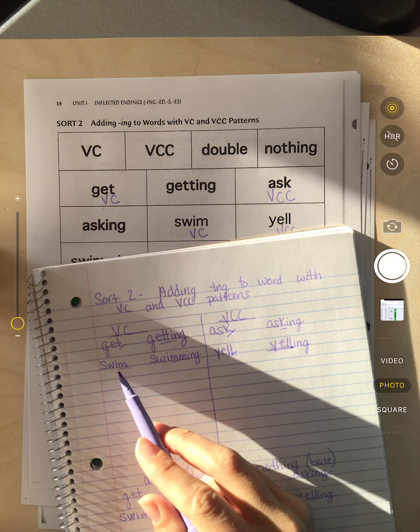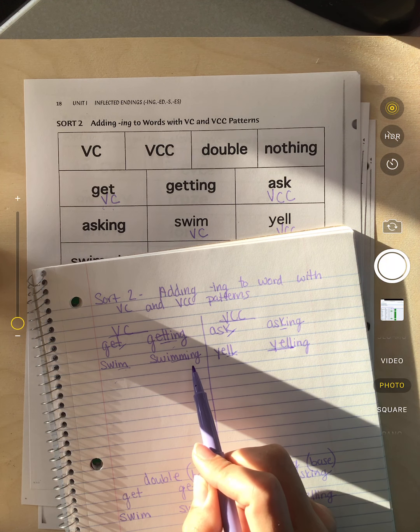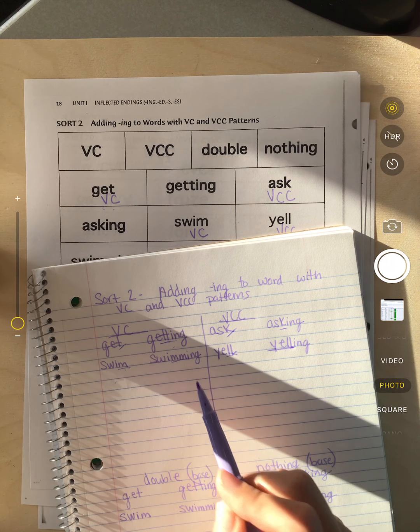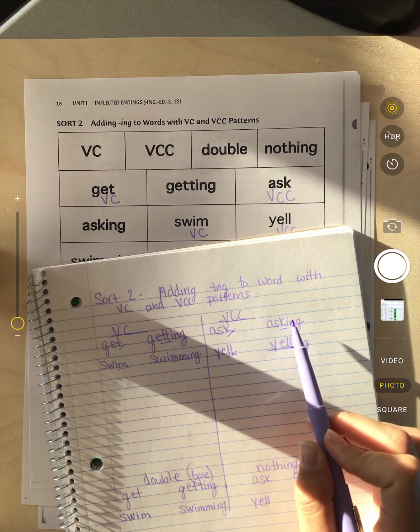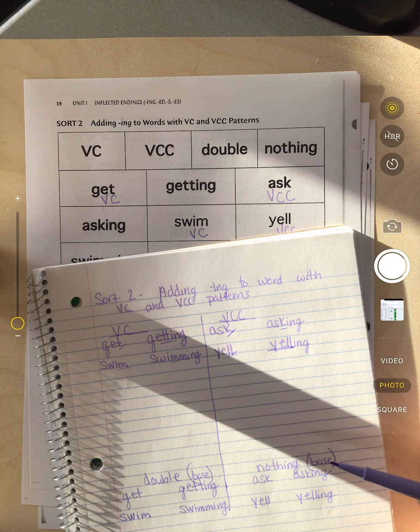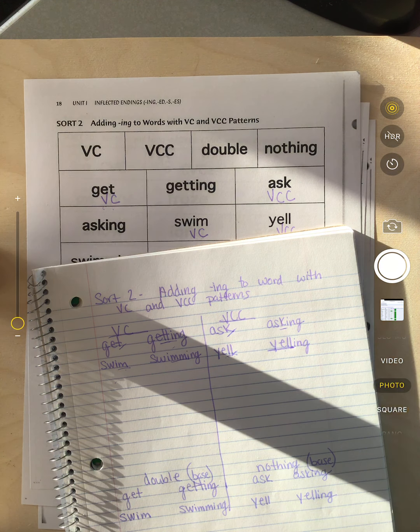So now I'm seeing a pattern, and I'm wondering if it's going to continue. I notice when I have a single vowel and a single consonant, at least in these two, that's when I'm doubling it and then adding ing. But if I have a vowel followed by two consonants, right now I'm noticing I don't do anything to it. I'm very curious if that pattern is going to continue through the whole sort.